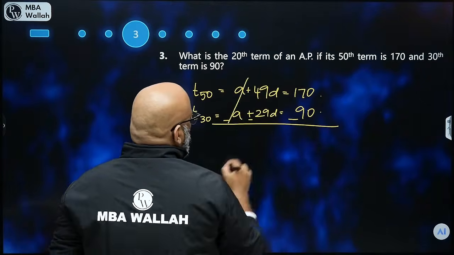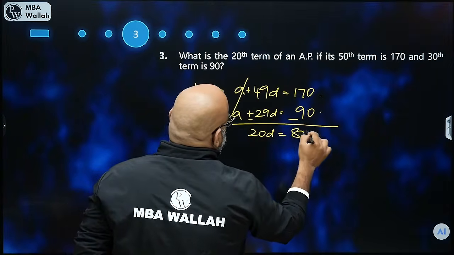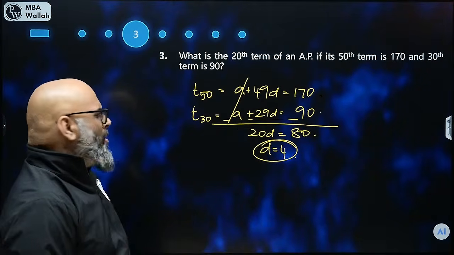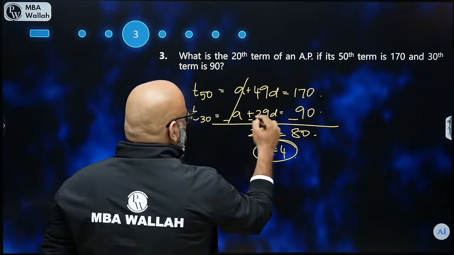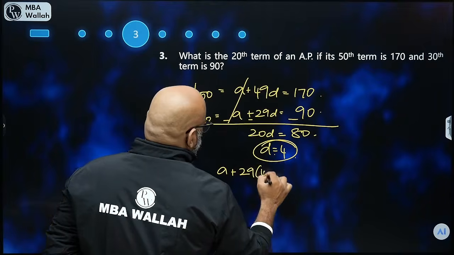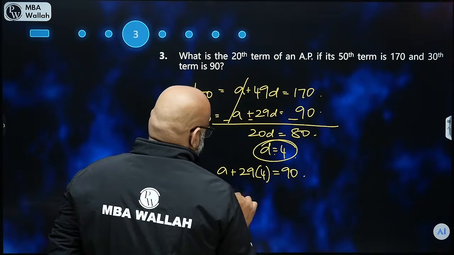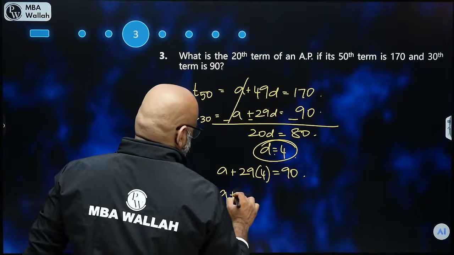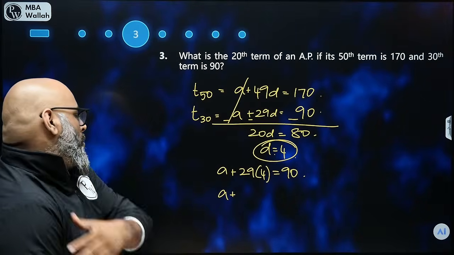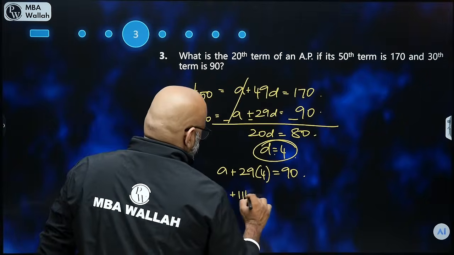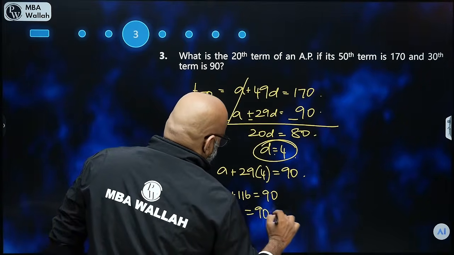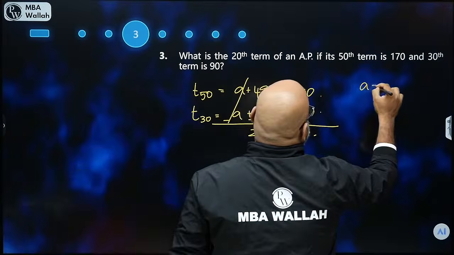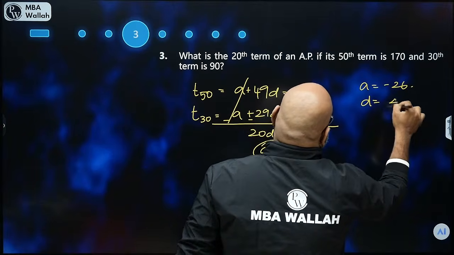Minus, 20D is equal to 80, or D is equal to 4. I have the value of D as 4. I want to find A. So I'm going to substitute this over here. A plus 29 into 4 is 90. A plus 29 into 4 is 120 minus 4, 116. A is equal to 90 minus 116, minus 26. So I have A is equal to minus 26, D is equal to 4.